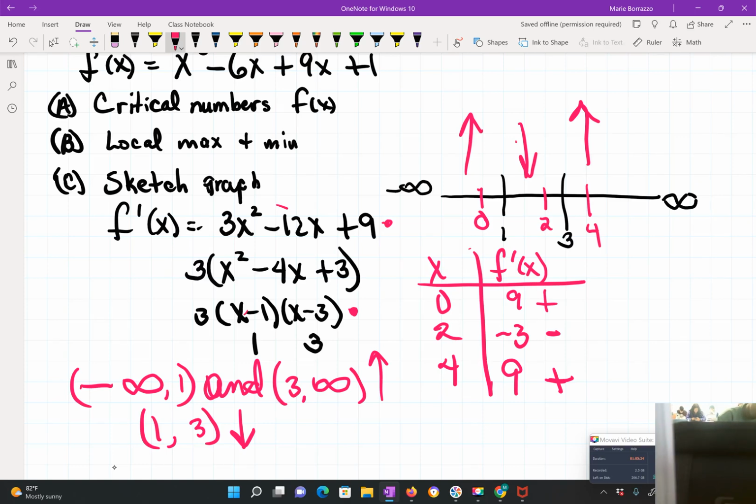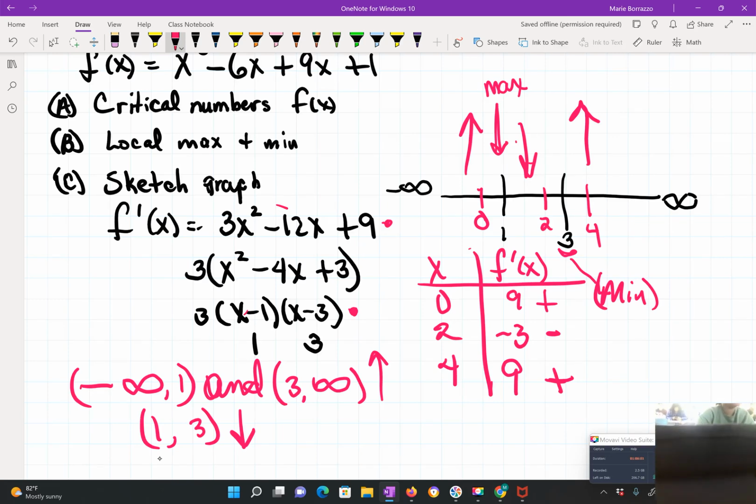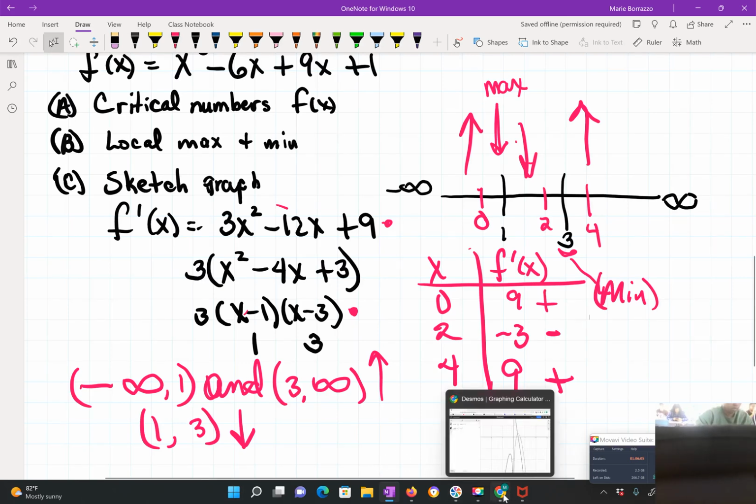So you have a local max here. This is going to be a max point. This is your local max, and you know that because of the behavior. And this is your min, because it's decreasing here. This is where it's going to hit the bottom. This is your local min. You want to take a look at the picture real quick, so you can tie the piece together.